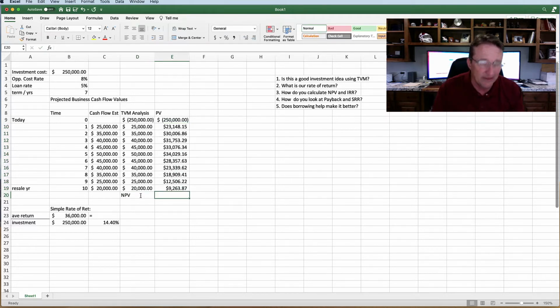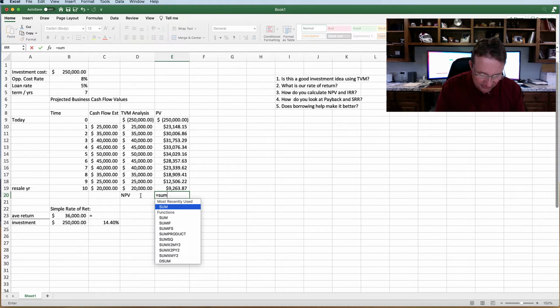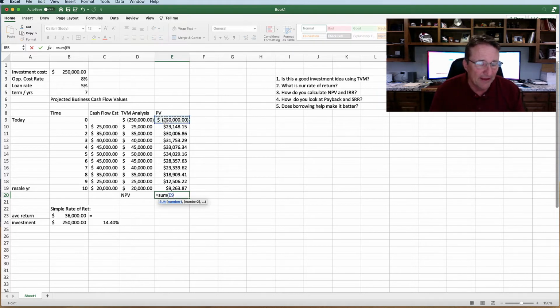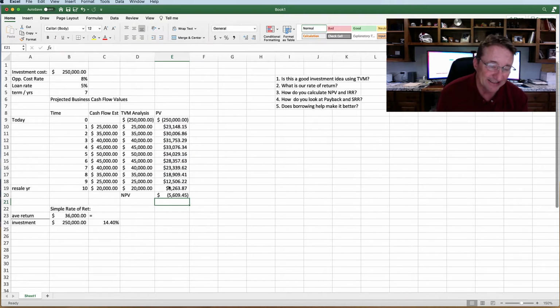And NPV, if you just total these values here, you're sure hoping that the negative gets covered up by all those positives. And the answer is that it's not positive, it's negative. So that is a bad investment. Now that is net present value and how you do the present values here.